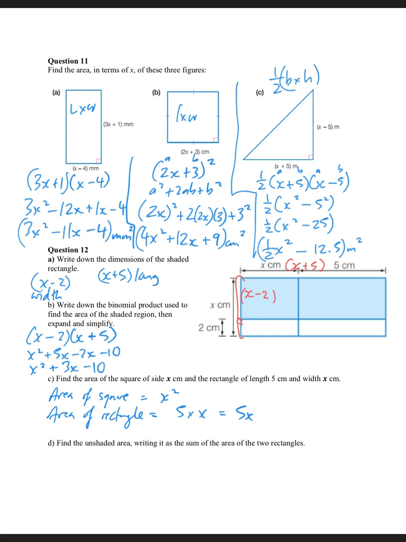Find the unshaded area, writing it as the sum of the area of the two rectangles. Well, the unshaded area is 2, it's 2, and this is x. So that's going to be, I'll label it as 1. 1 is going to be 2x. And then 2 is 5 wide and 5 long and 2 wide. So 2 is going to be 10. So the unshaded area is going to be 2x plus 10. So that is the third page done. Moving on.